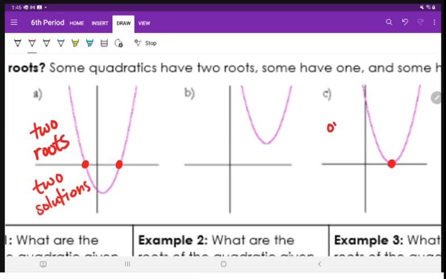So we would say this has one root or one solution. They mean the same thing. Okay, so finally, can I get a volunteer to explain what's going on in graph B? Logan, how about you give it a try? No solution. Yeah. There's no root, no roots, no solutions.